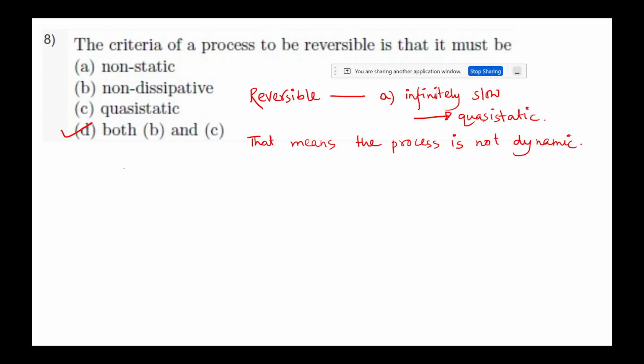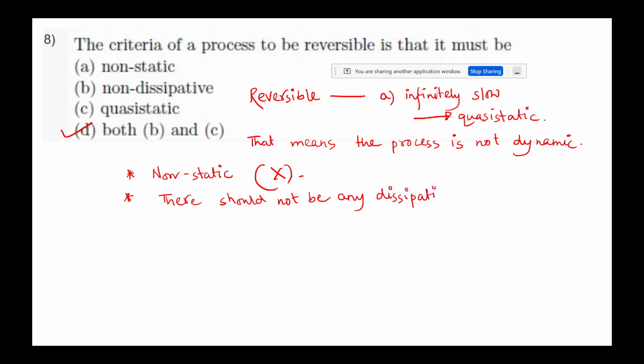Okay, so the non-static option is wrong, right? Now there should not be any dissipation. That is also correct, right? So non-dissipative. So option D, both B and C. Okay.